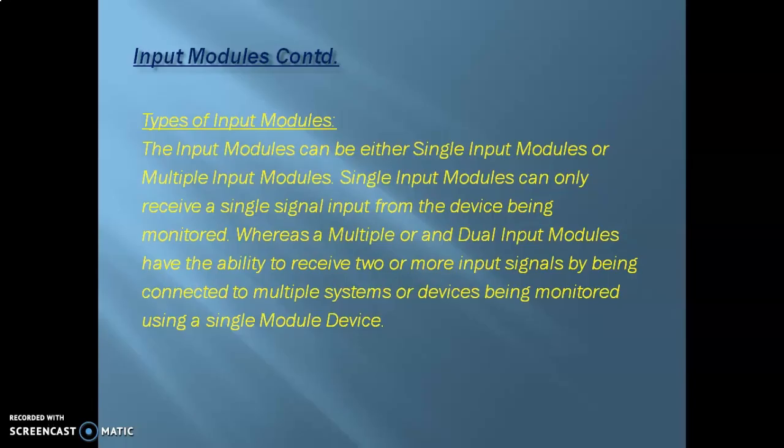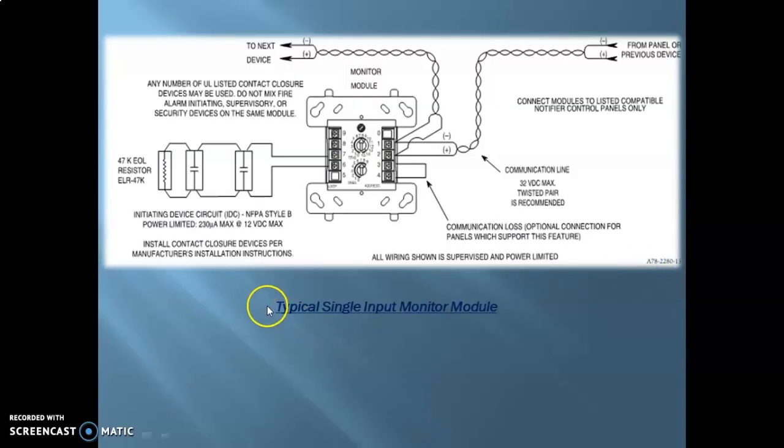Now, to make things more clear, I'll just show you a few examples of the type of input modules that are actually used. So here we have a typical single input monitor module, and as you can see, you have a number of devices connected to the set of contacts that are available within the device. And at the end of the last device that is being monitored by it, you will have an end of line resistor which is of 47 kilo ohms.